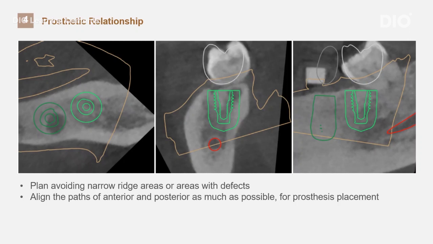Also, for prosthesis fitness, align the path of anterior and posterior as much as possible.